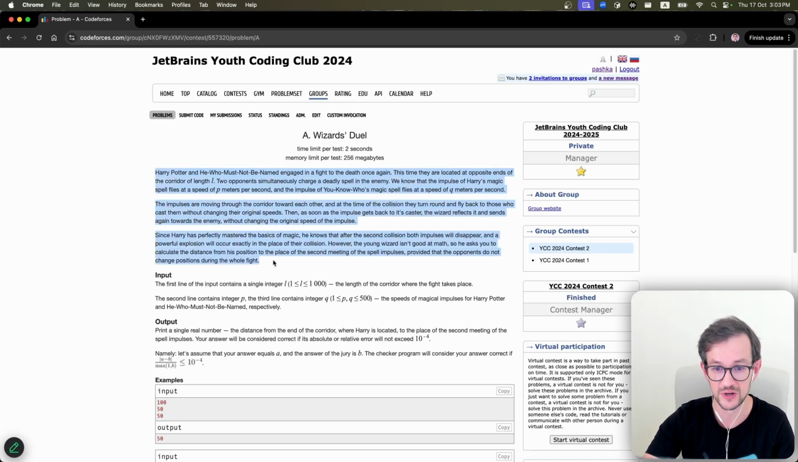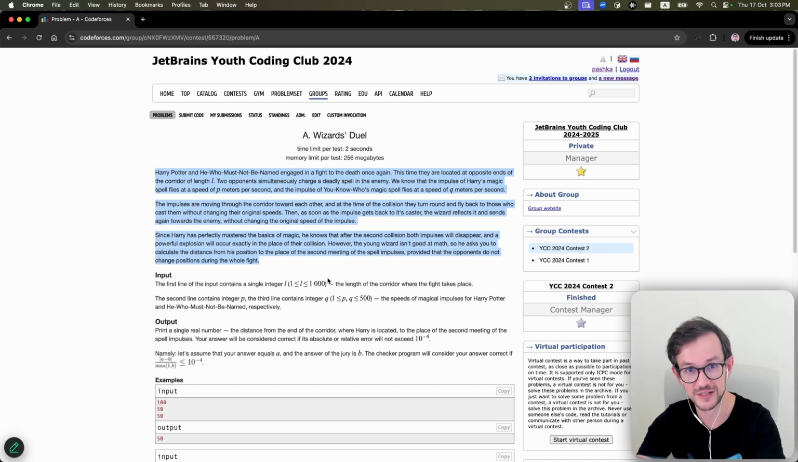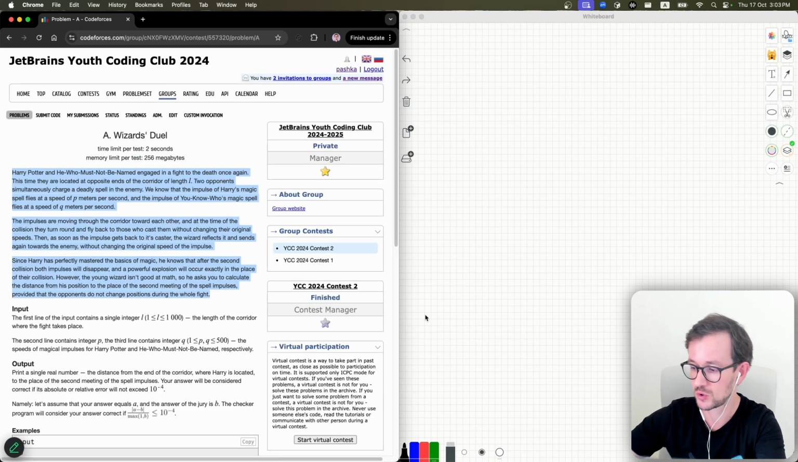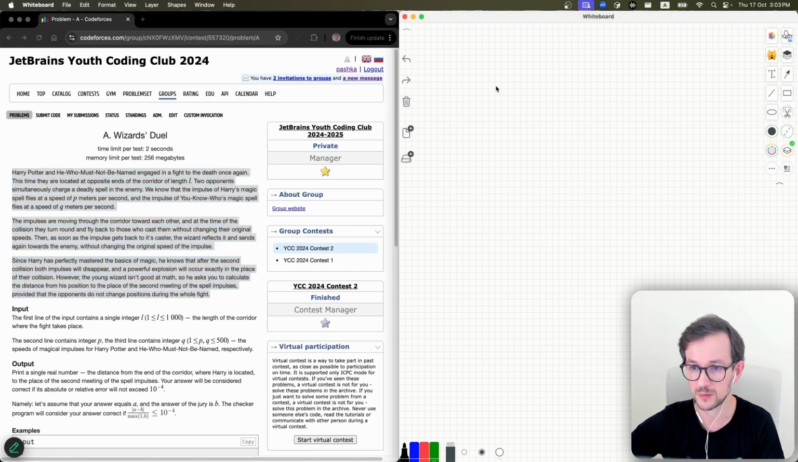It's like three paragraphs of text. It's not that difficult, but still you need to understand what's going on. And what's going on is a pretty simple thing. So we have two persons. We have Harry Potter and Voldemort, I believe. They stand here and here. An important constant is that the length between them is L.